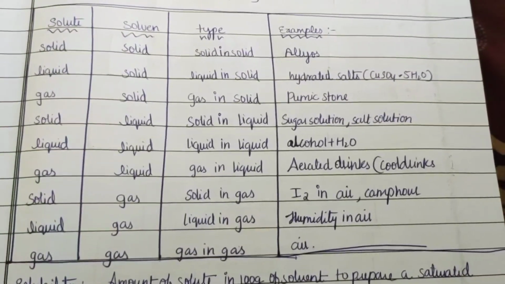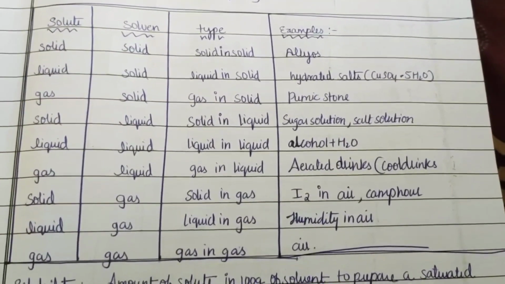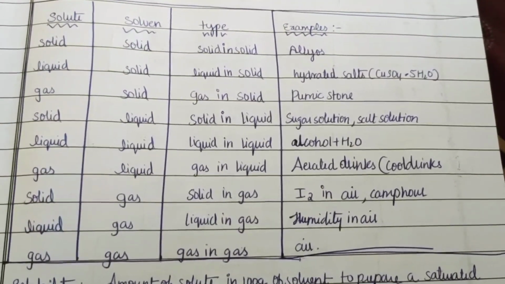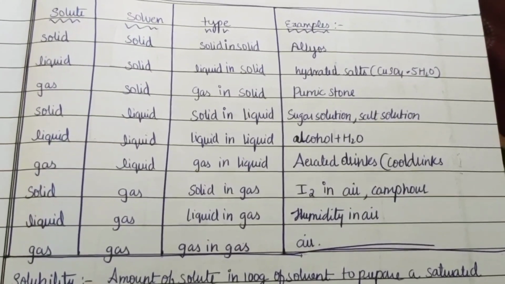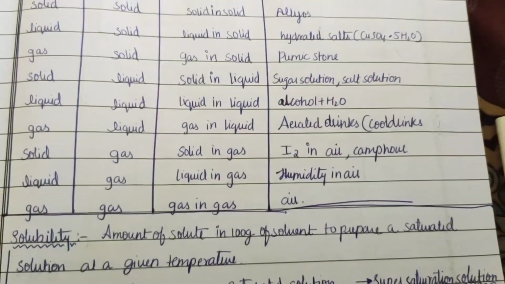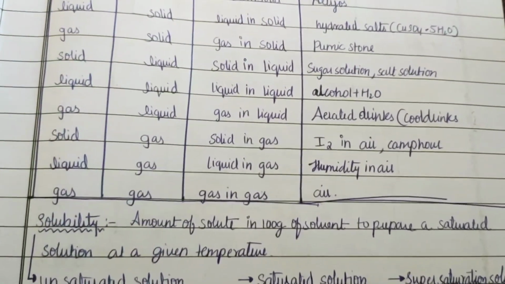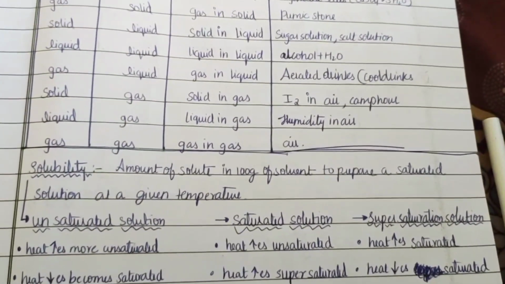Then solid in gas, I2, iodine in air, and camphor will disperse into air, for example. Next, liquid in gas, humidity in air. Then gas in gas is air. Air is a mixture of gases, as we know. Now let us discuss solubility.